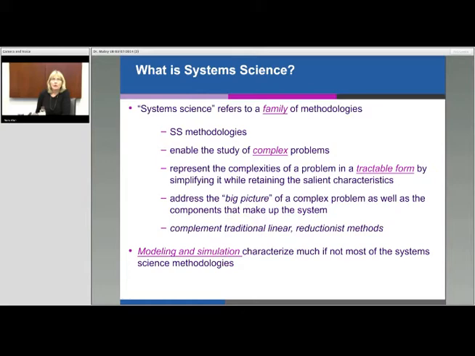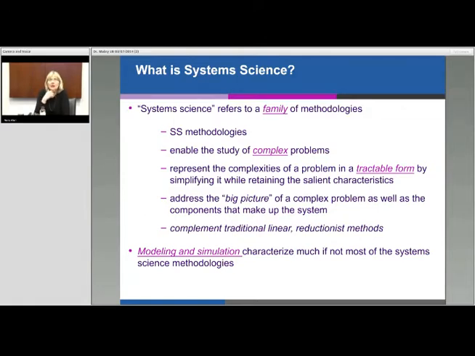So I think it's important for you to understand what it is and why we care about it. So first of all, definition: system science is a family of methodologies, research methodologies, that enable the study of complex problems. So in other words, problems that have certain aspects to them, like feedback loops. Those are bidirectional relationships, and a variety of other complexities to them. These methods enable the complexities of a problem to be represented in a tractable form, and to allow you to explore it without dealing with all of the complexity, but just enough of the complexity that you can get a better understanding of the real problem.